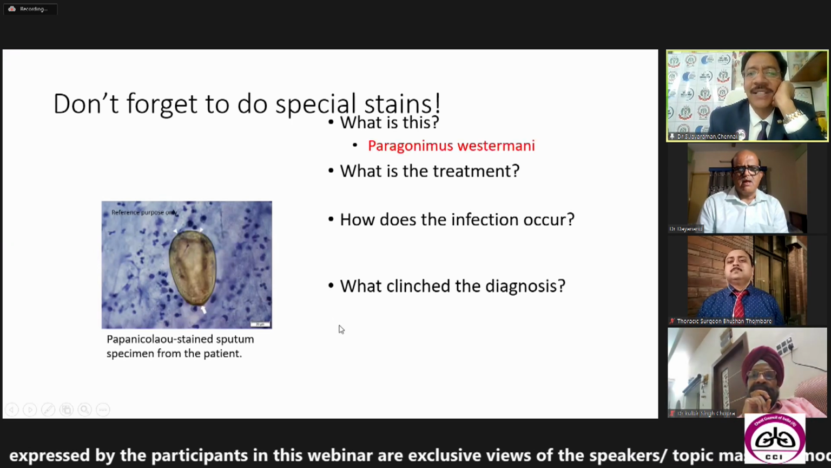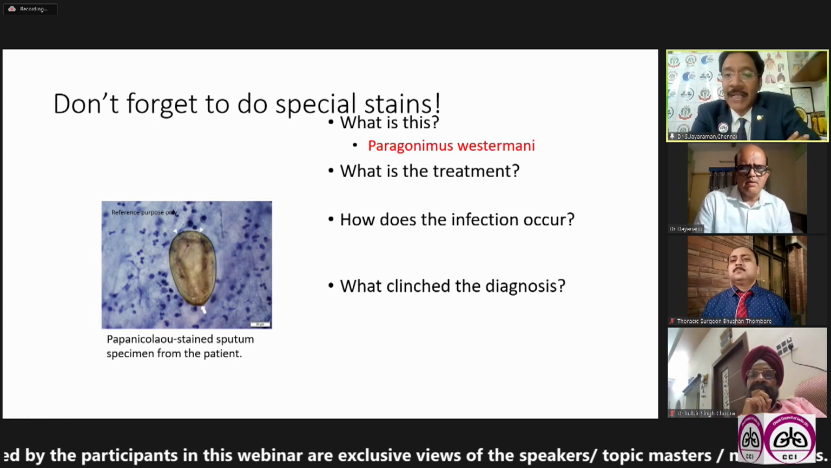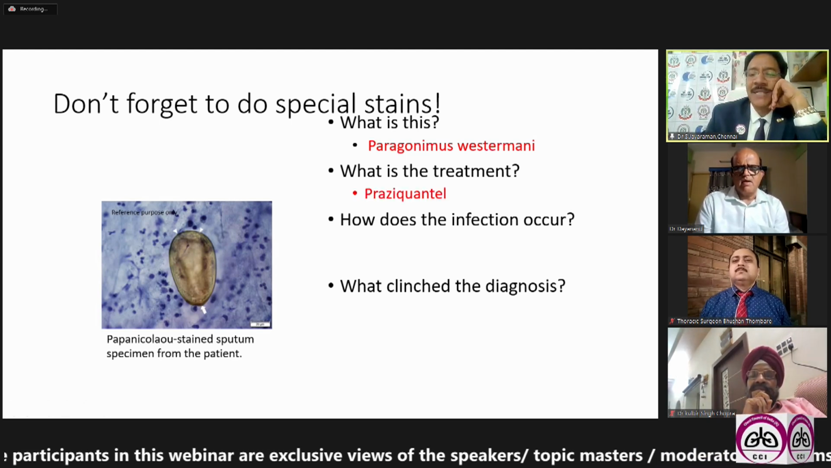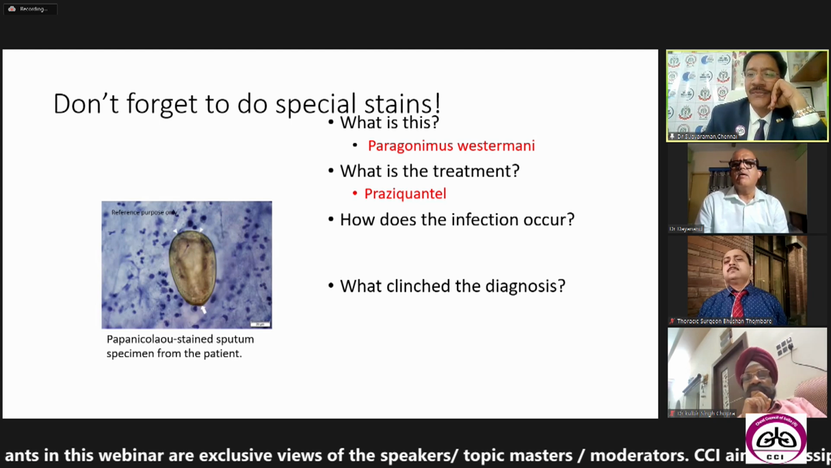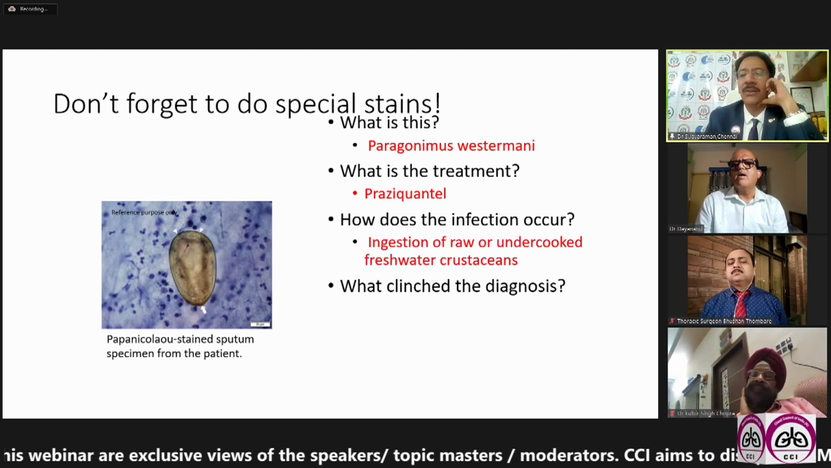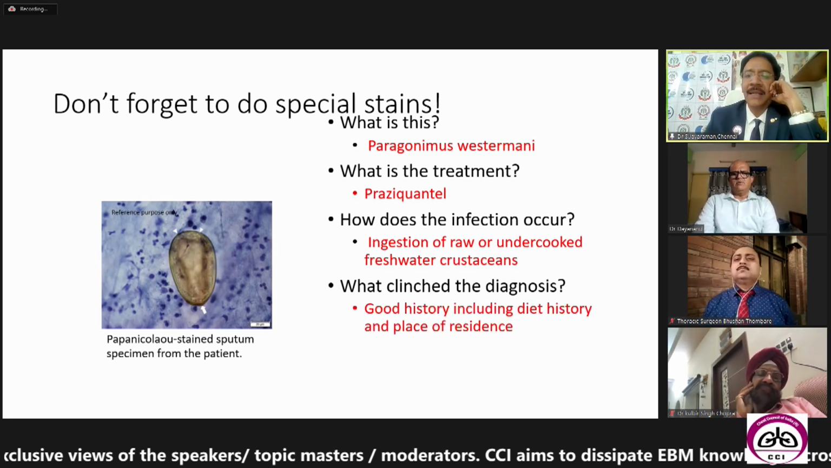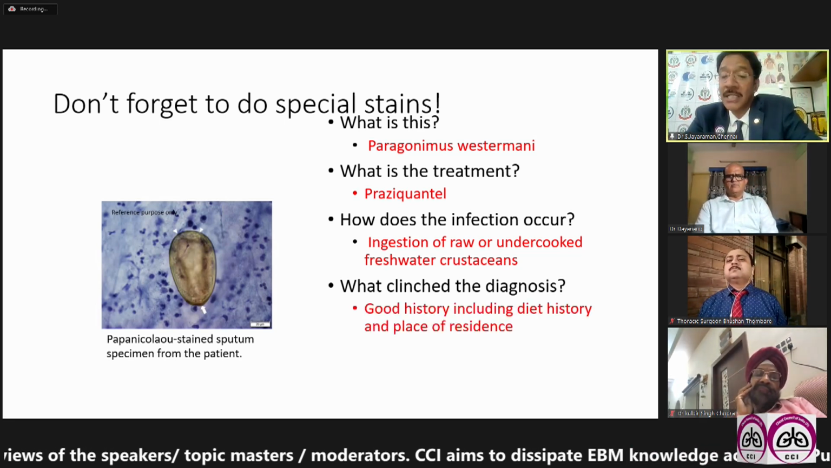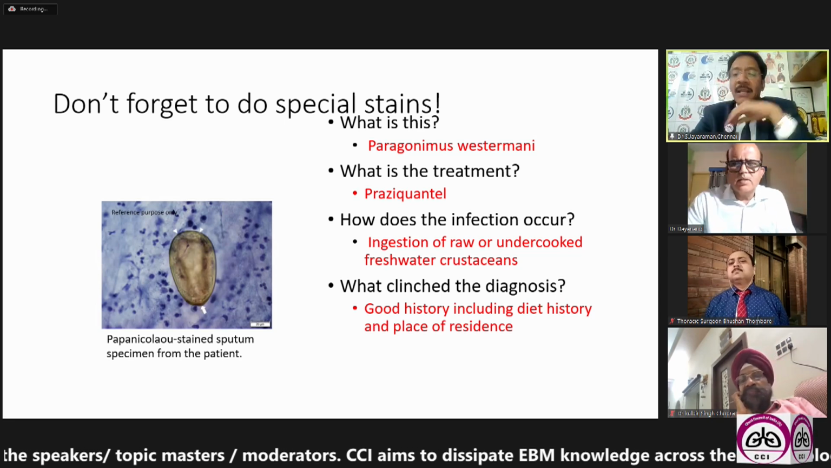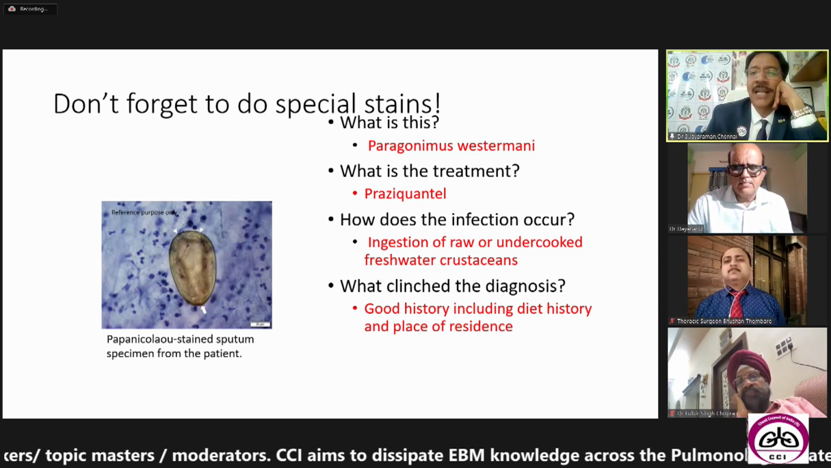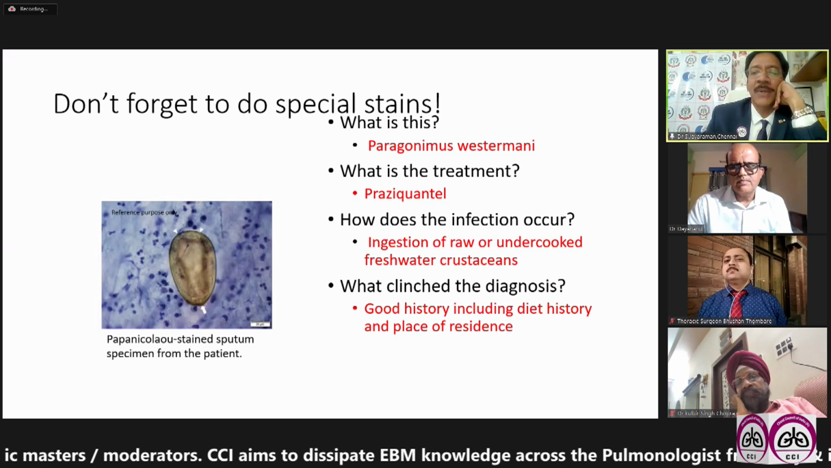Okay, this is the answer for this. This is Paragonimus westermanni. Treatment already mentioned, the praziquantel. And how does the infection occur? Ingestion of raw or undercooked freshwater crustaceans is the culprit behind. And the clinching diagnostic is a good history, which is very, very important, including a diet history and place of residence. So this is Paragonimus westermanni, the lung fluke.